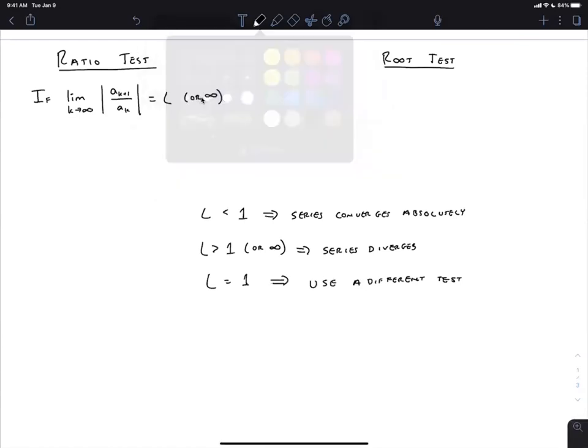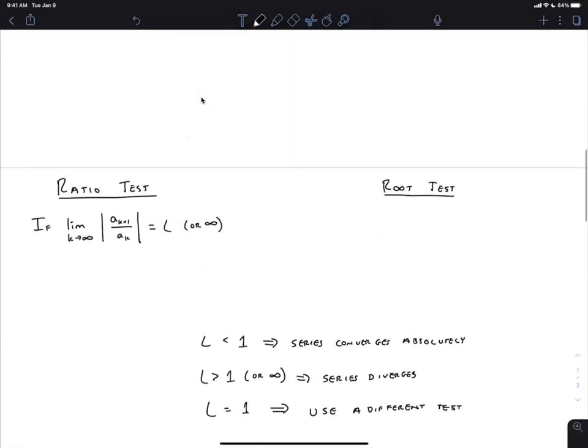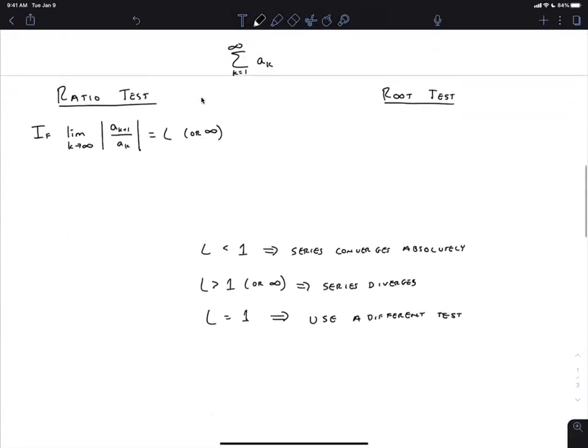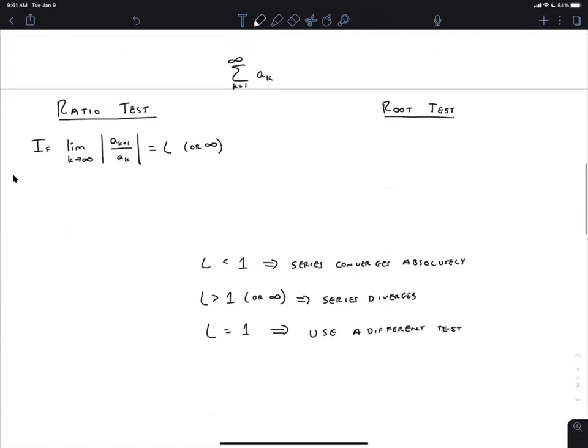And in both cases, we're talking about the series, the sum from k equals something to infinity. We'll go ahead and just say 1, but it could be 0 or whatever, of a_k. So that's the series we're talking about. And so what you do is you evaluate this limit of a_(k+1) over a_k, and you get a number L. If that number is smaller than 1, the series converges absolutely. If it's bigger than 1, it diverges. If it equals 1, you should not have used the ratio test.